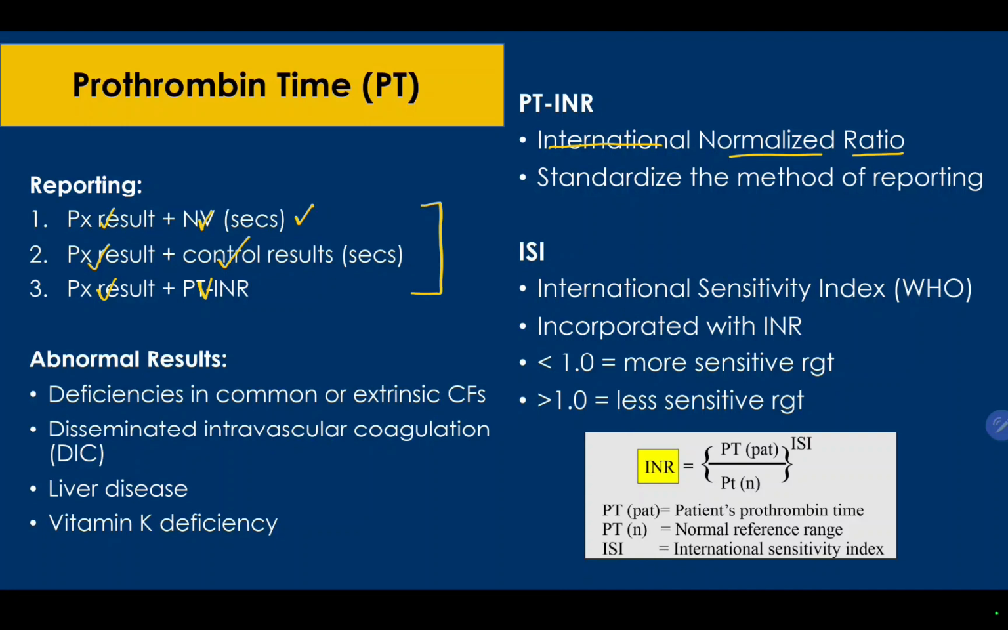Incorporated with your PT-INR is the ISI, or the International Sensitivity Index by the World Health Organization. This is a calibration parameter that defines the responsiveness of the reagent relative to the reference reagent, which by definition has an ISI of 1.0. ISI is assigned by the manufacturer to each commercial reagent. Thus, ISI differs per batch. An ISI of less than 1.0 denotes a more sensitive reagent was used in the test.